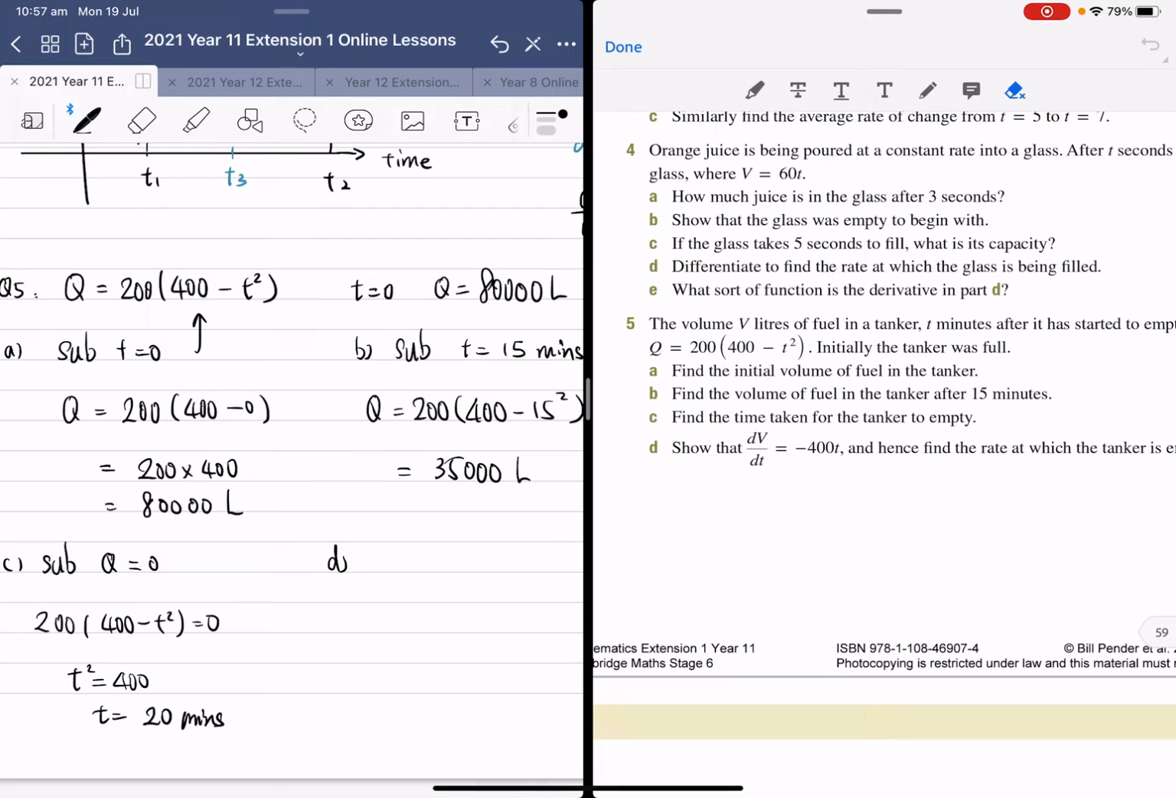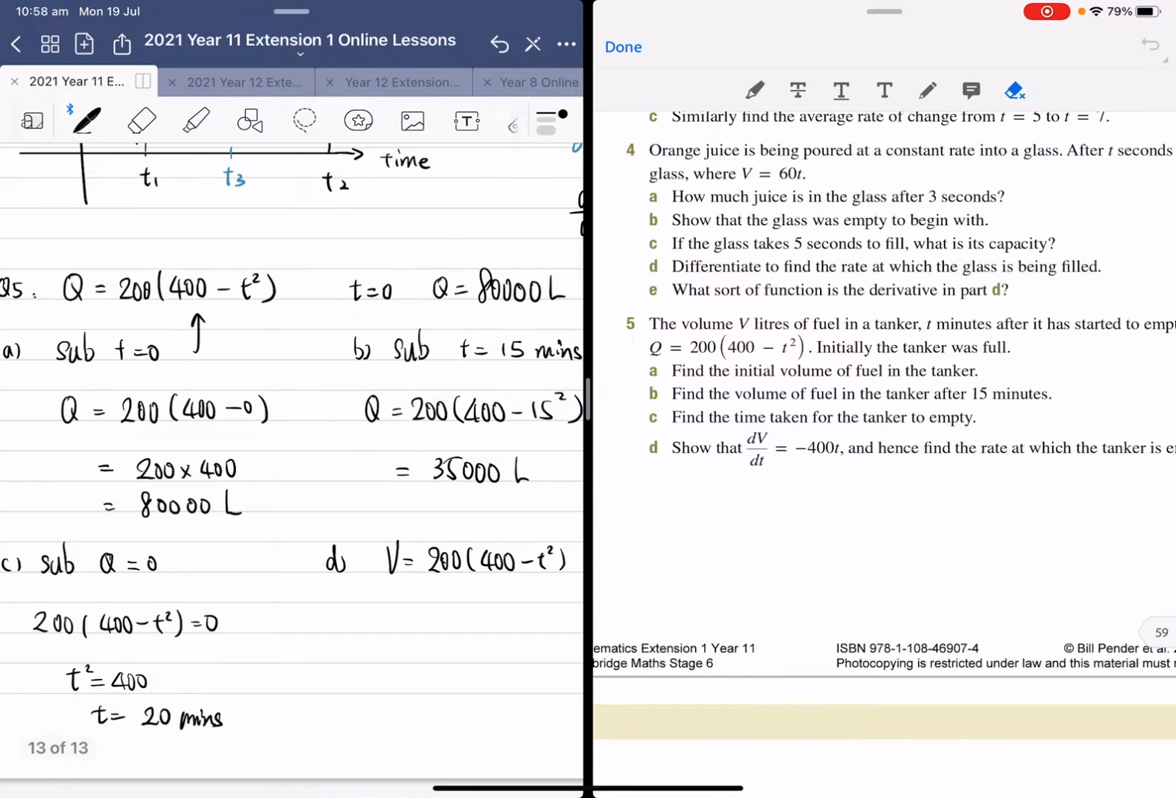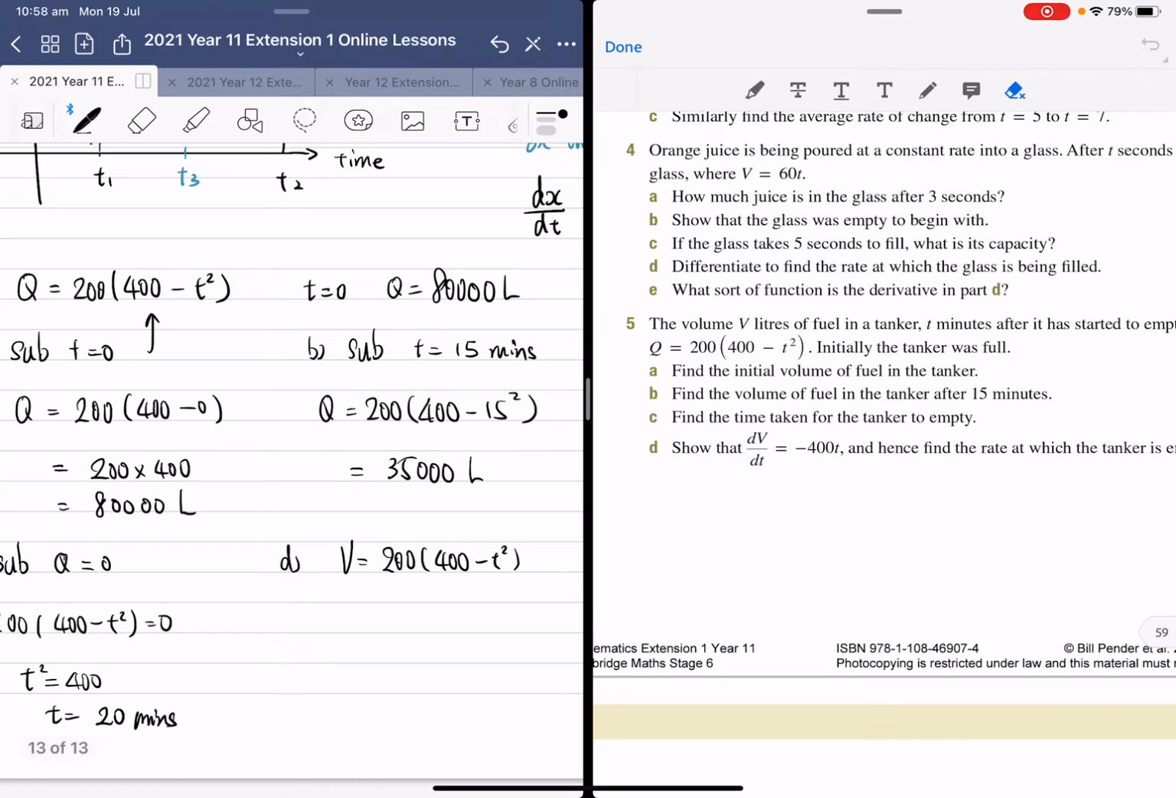So we start with the volume, equal to 200 times (400 minus t squared), and now I just changed the Q to V because we need to differentiate this time. So now we expand it: 80,000 minus 200t squared. Therefore, dV over dt, differentiating the volume with respect to the time, is minus 400t.